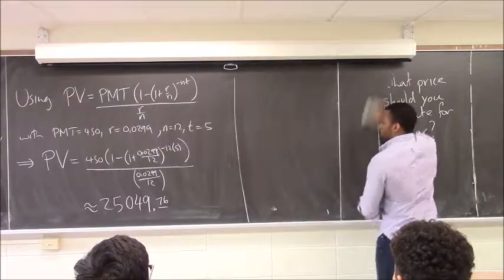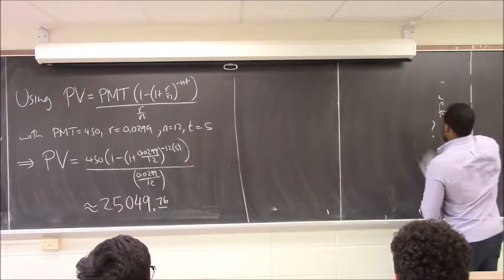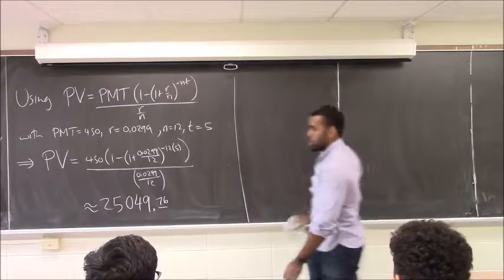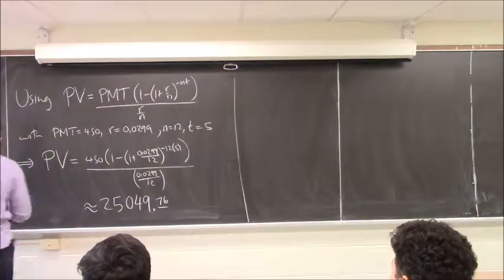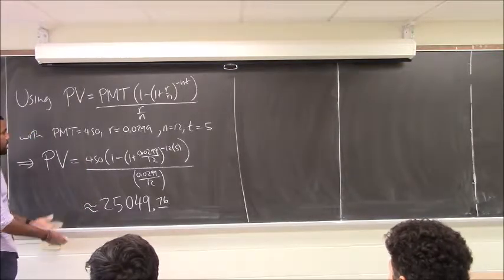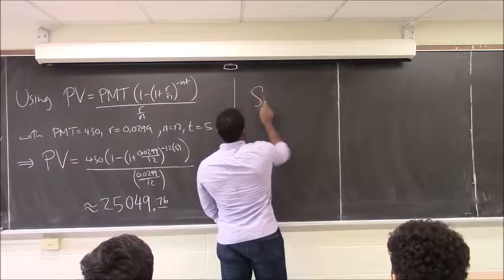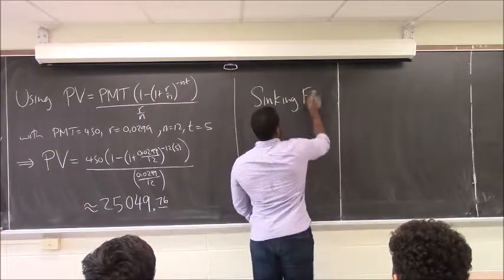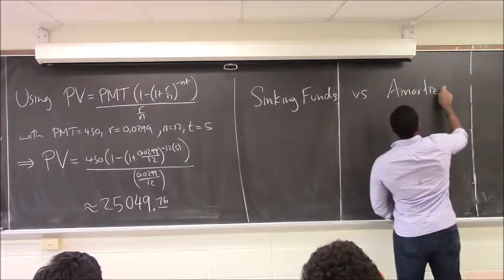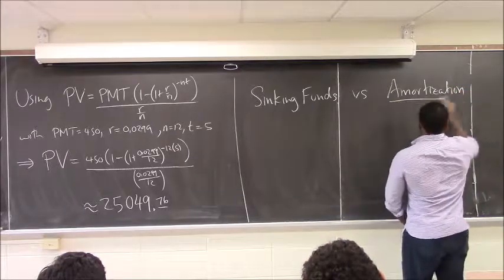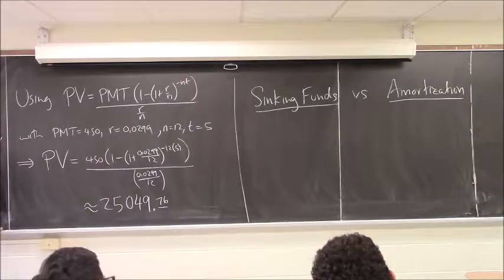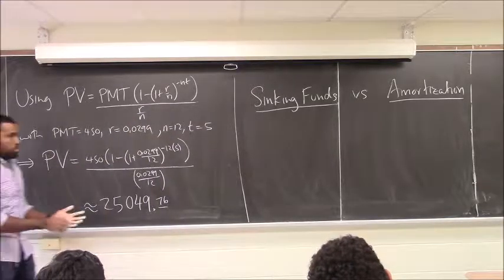Now, because the variables used are similar and even the formulas are similar between the sinking fund and amortization formulas, I want to make sure there's no confusion about when to use which. If you're in a test and there are several questions, some of them amortization and some sinking funds, how do you not get confused? So let's look at sinking funds versus amortization, and some common differences. Based on what the goal of the problem is, you should know which formula you should be using.